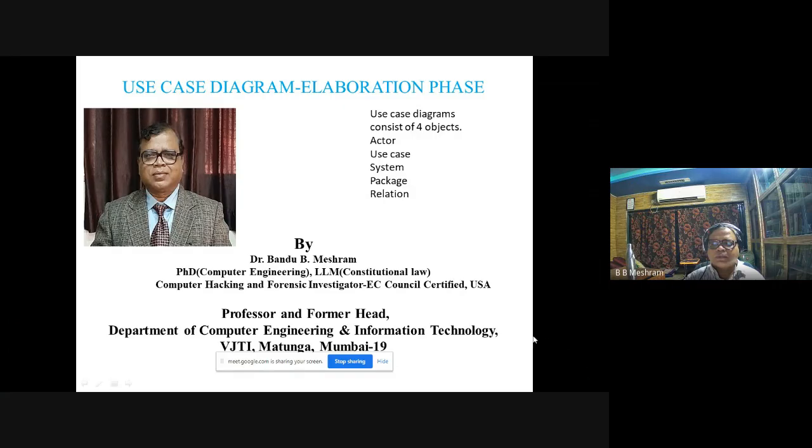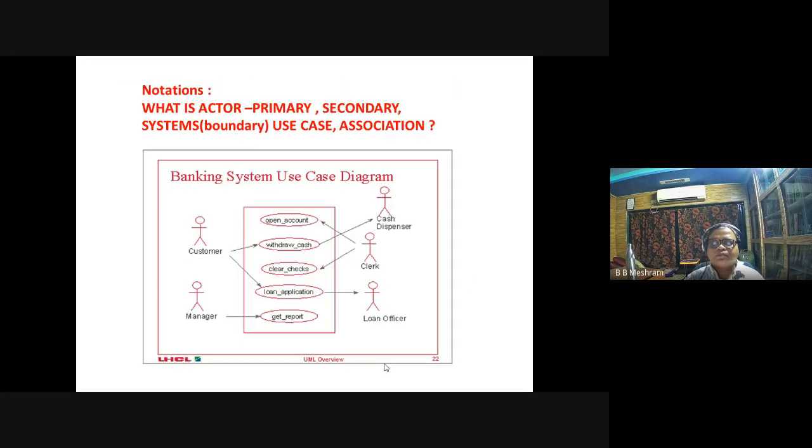Today I will talk on use case diagram, that is elaboration phase of unified process model. What is actor? Primary actor and secondary actor.